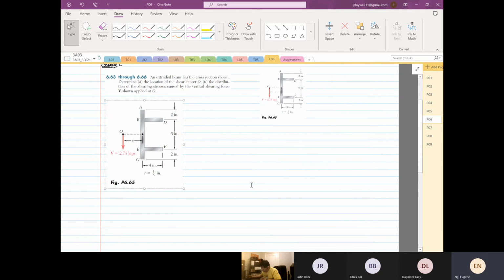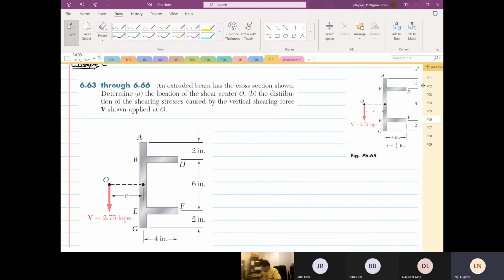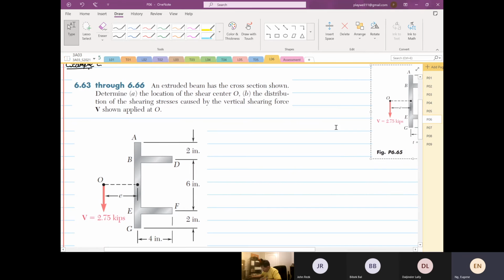Right. So we are given that we have an extruded beam, with cross section shown. Determine the location of the shear center and the distribution of the shearing stress caused. So now we have to find the distribution of the shearing stress. Okay, so everything is still the same like the previous example, but now we have to find the shearing stress.